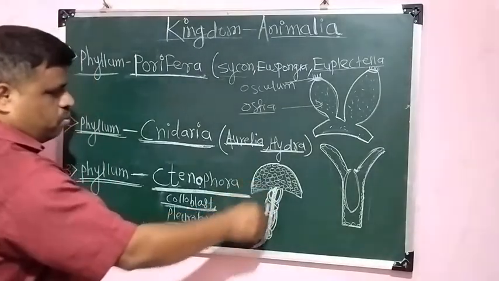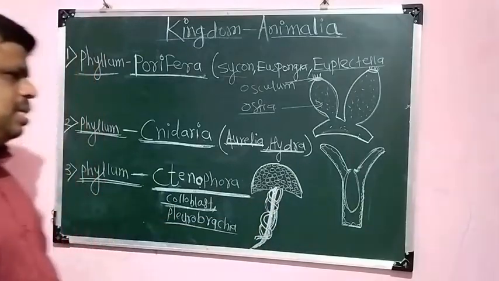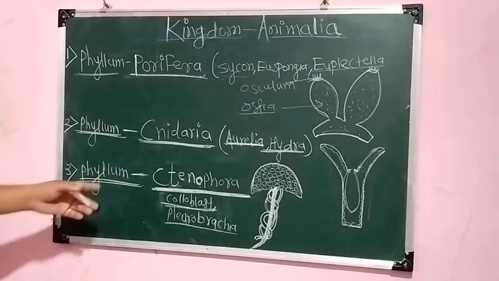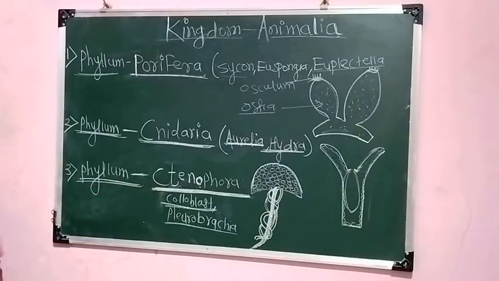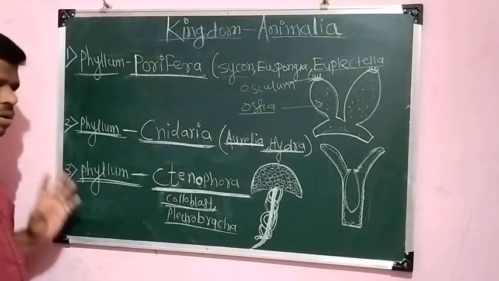They move along with the help of comb plates. Okay, so these comb plates are special cells found in the ctenophorians. Okay, then they show extracellular digestion as well as intracellular digestion. They reproduce sexually. Okay, then they lack the nidoblast, as I said earlier. Instead of that, they have sticky cells to capture their prey, and this is a very minute phylum.